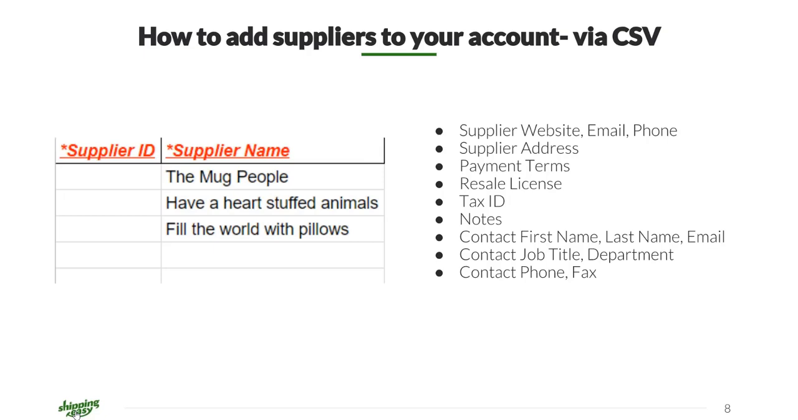So in this example, these are all new suppliers. Were they suppliers that already existed in the system, I would just put the ID number underneath the supplier ID column. Again, there's not a lot of information that's required on this CSV upload. Information that is not required but is optional are the supplier website, email address, phone number, the supplier address, supplier alternate address, payment terms, resale license, tax ID, notes, and contact information.